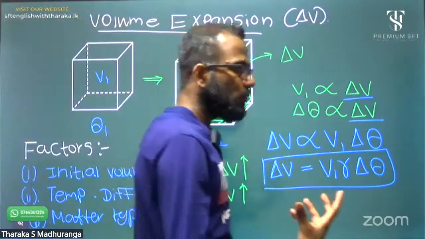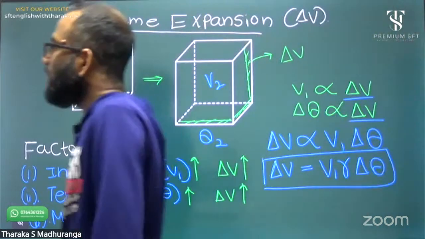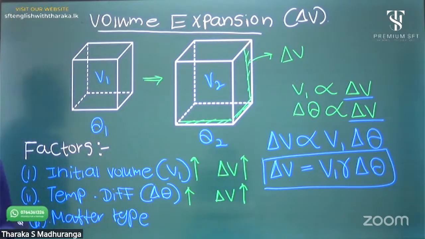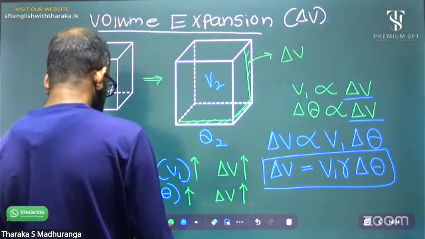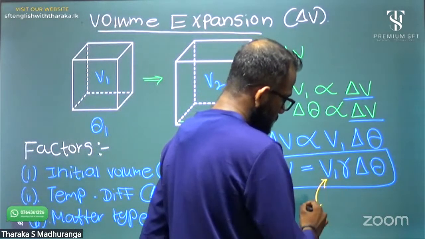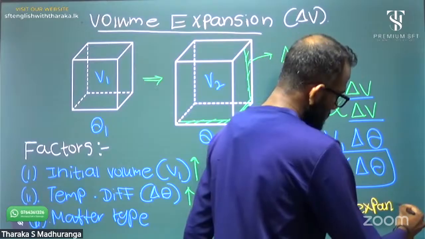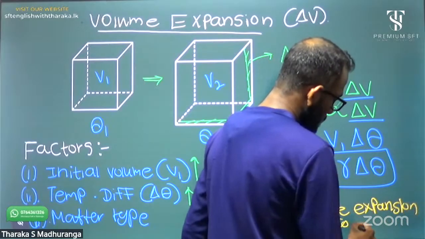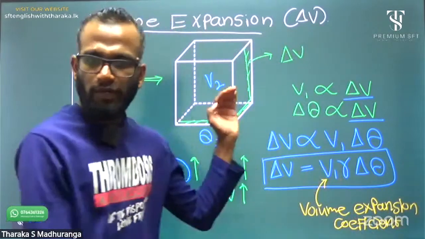Now, can you suggest what the name of gamma is? Simple: volume expansion coefficient, just like before. Volume expansion coefficient. Okay, quickly note down up to now.